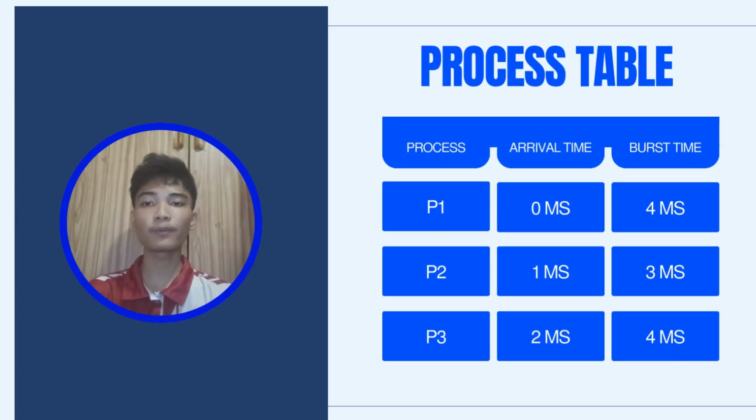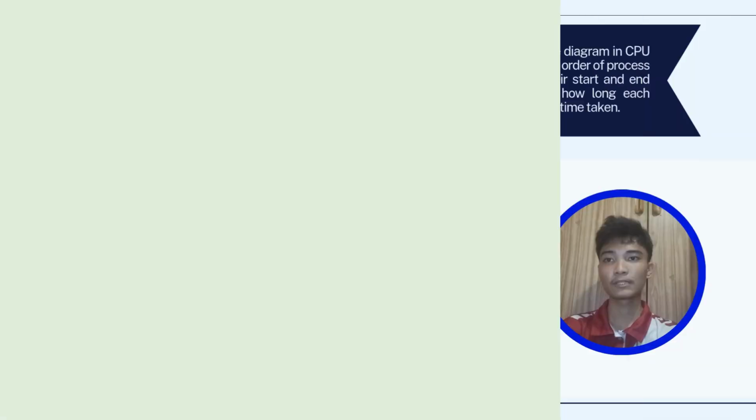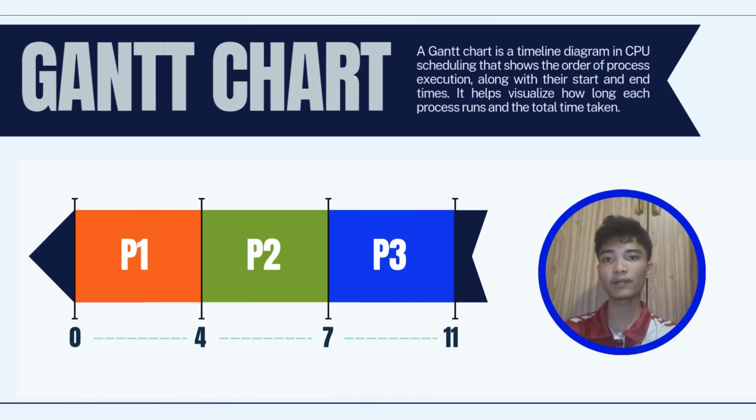Now that we've seen the process table, the next step is to visualize how the CPU executes these processes. For that, we will use a Gantt chart. We take the arrival times and burst times from the process table and place each process on the chart in the order they are scheduled. This way, we can track the CPU's activity step by step. So I'll now display the Gantt chart for our example processes so you can see how the scheduling looks in action.